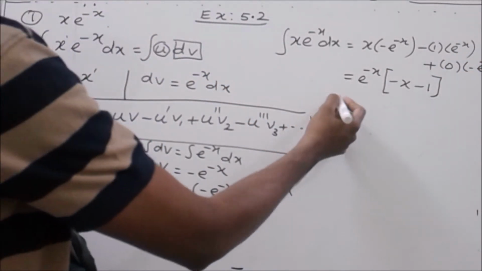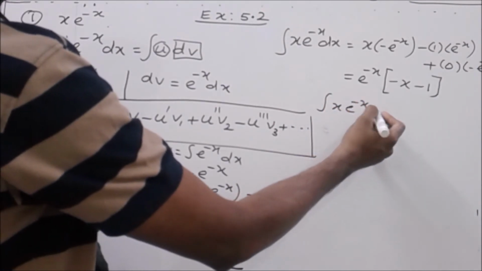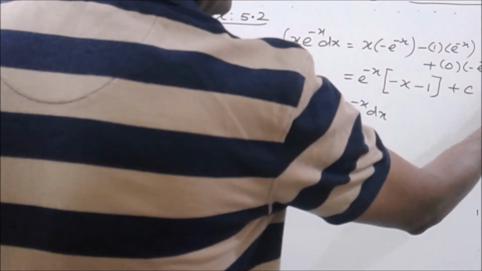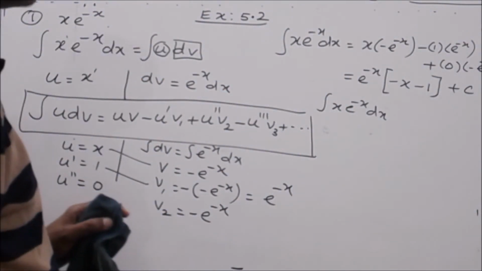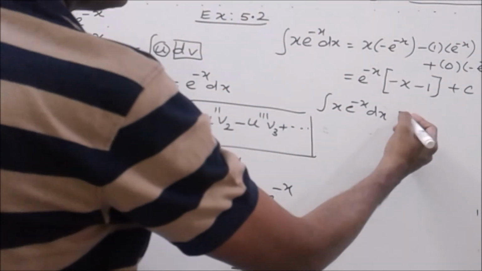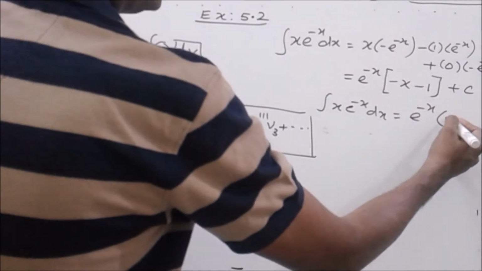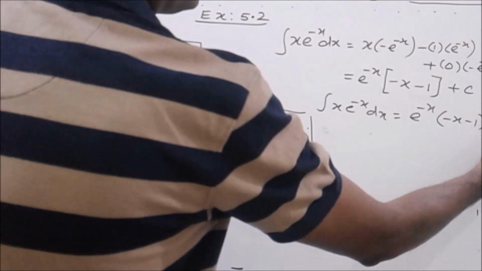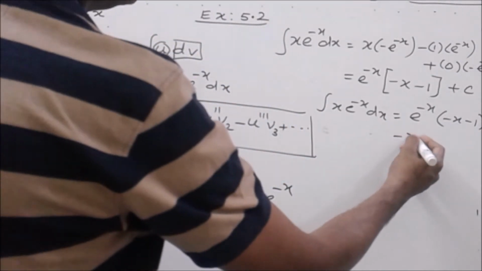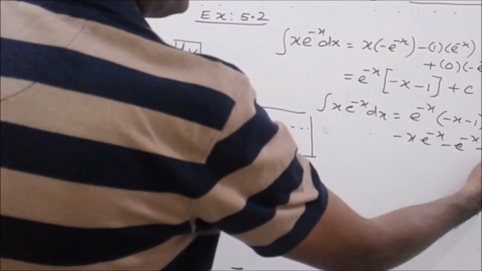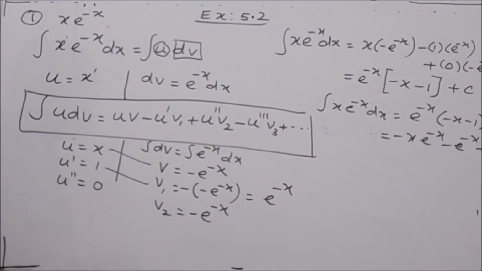So integral x e power minus x dx is equal to, add the constant of integration c at the end, e power minus x into minus x minus 1 plus c, or we can write minus x e power minus x minus e power minus x plus c. Both are equal. So this is the idea to complete it by the Bernoulli method.